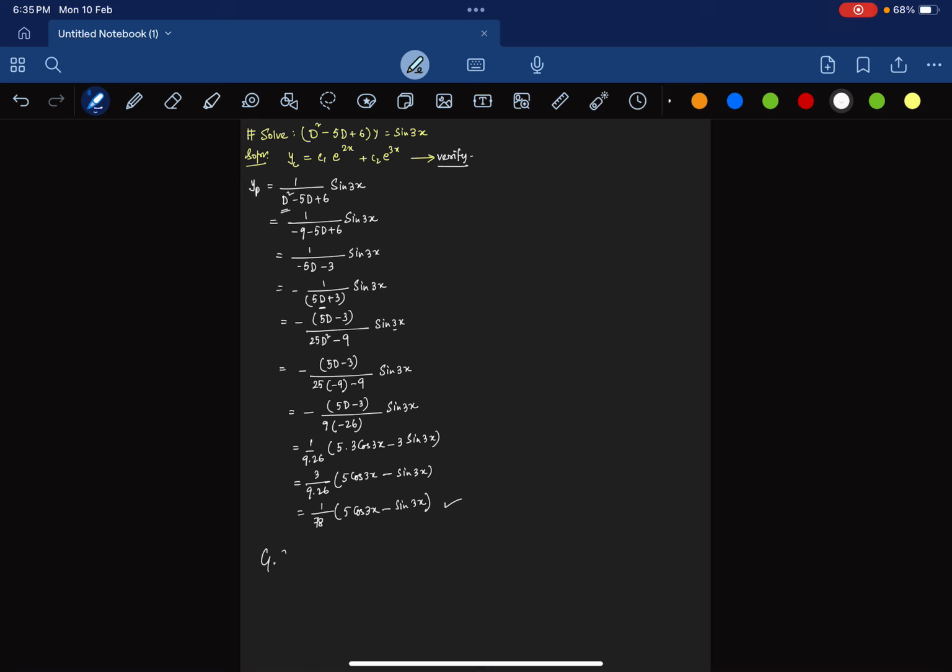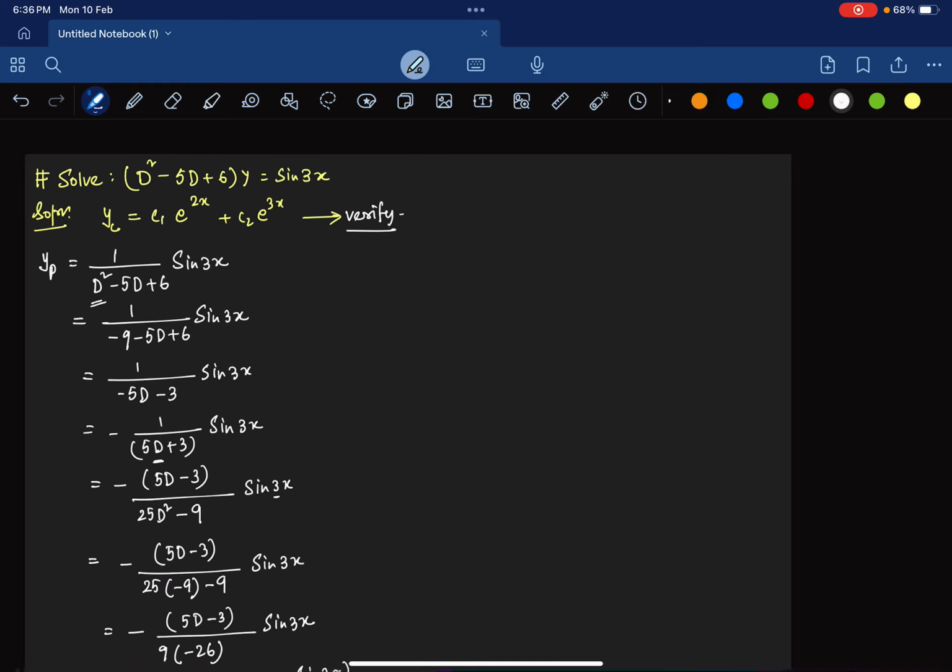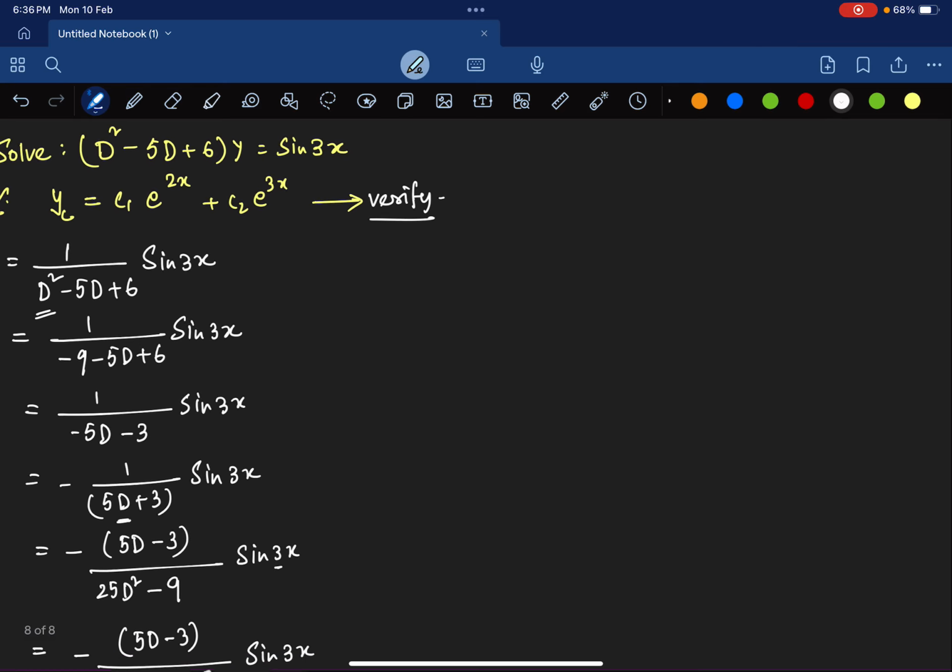So the general solution is given by y equals c1 e power 2x plus c2 e power 3x plus 1 by 78 (5 cos 3x minus sine 3x). That will be the answer. I think you got the idea how we can proceed when sine or cos functions are involved. Here sine is involved; if cos is here instead, the same treatment you need to adopt.